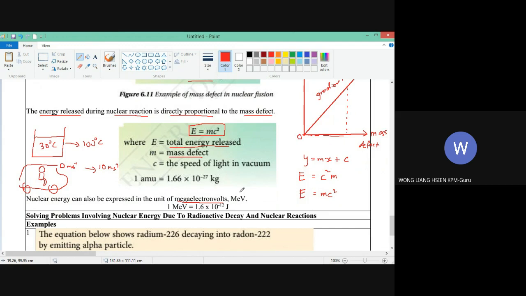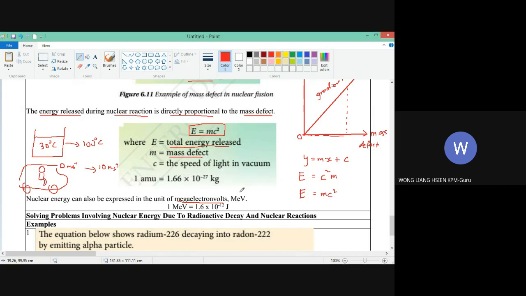How much energy is contained within the charge of one electron? Why is it that we want to use this unit of mega electron volt? It is when we want to produce electrical energy by using nuclear energy. We have nuclear power stations right now. The nuclear power station uses the nuclear reaction to produce electrical energy. So how many mega electron volt can be produced from the nuclear energy? That's why we use the unit of mega electron volt.